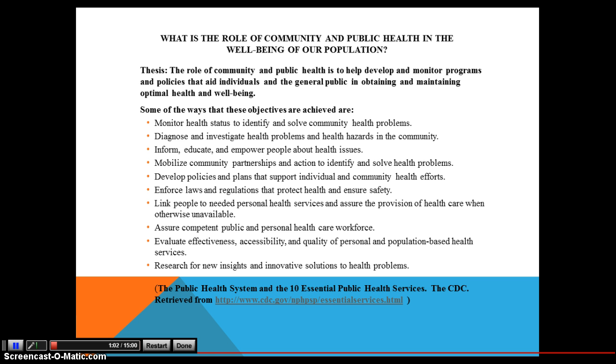that the provision of health care when otherwise unavailable, assure competent public and personal health care workforce, evaluate effectiveness, accessibility, and quality of personal and population-based health services, research for new insights and innovative solutions to health problems.